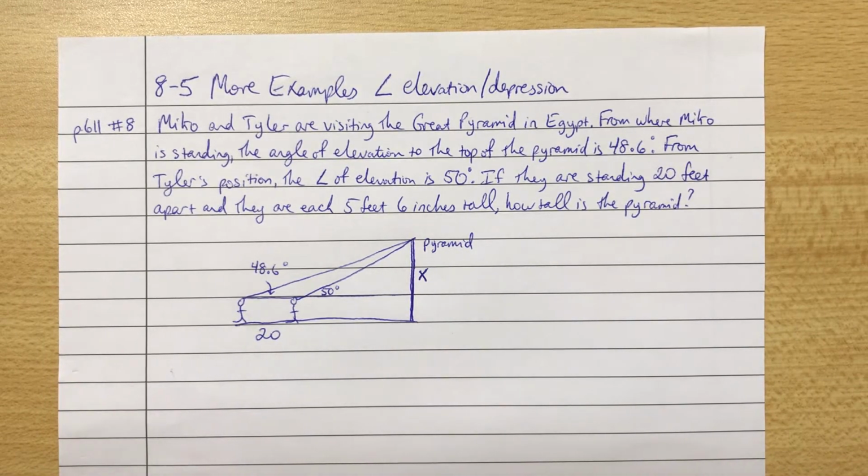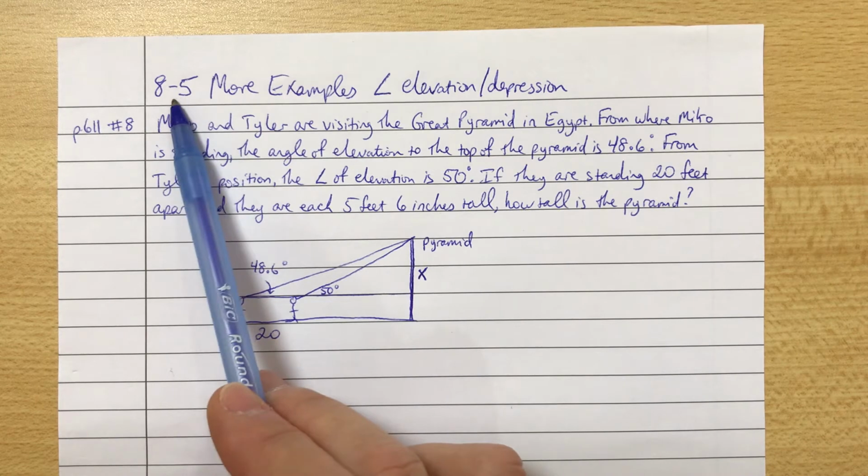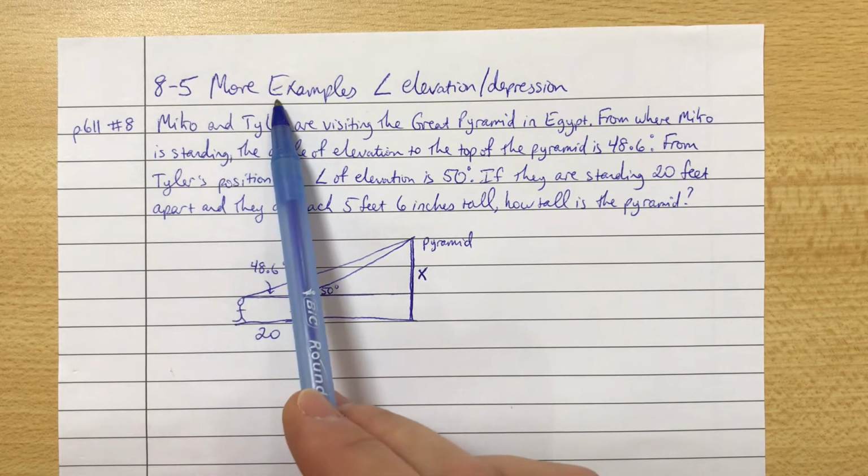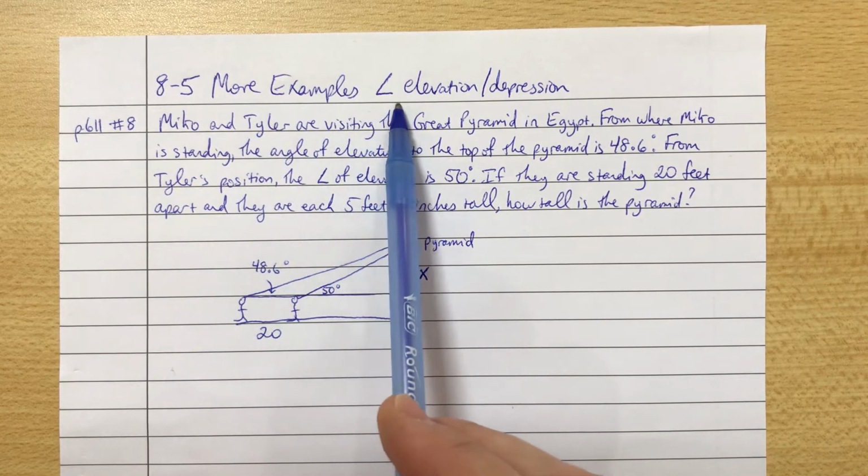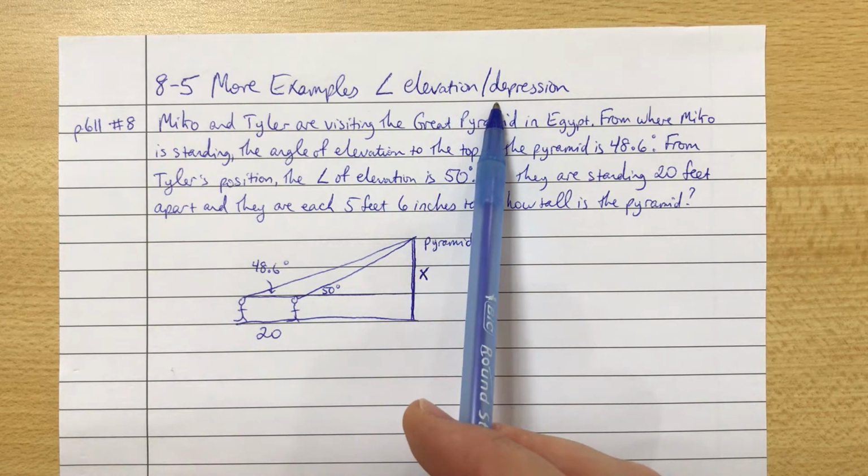Okay, geometry fans, our topic for today, we're going to look at section 8-5 a little bit more. We're going to do two examples using angle of elevation and depression.